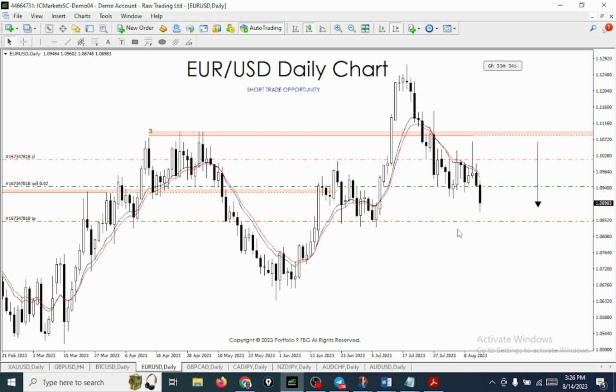Now, I also expect that this market will push to this take profit level. Okay, after that it will pull back to the structure and continue to come down. What that tells me is that the dollar is gaining strength over the euro, okay? And that is fundamentally right. If you look at what is happening in the US economy, the economy is gradually picking up, okay?